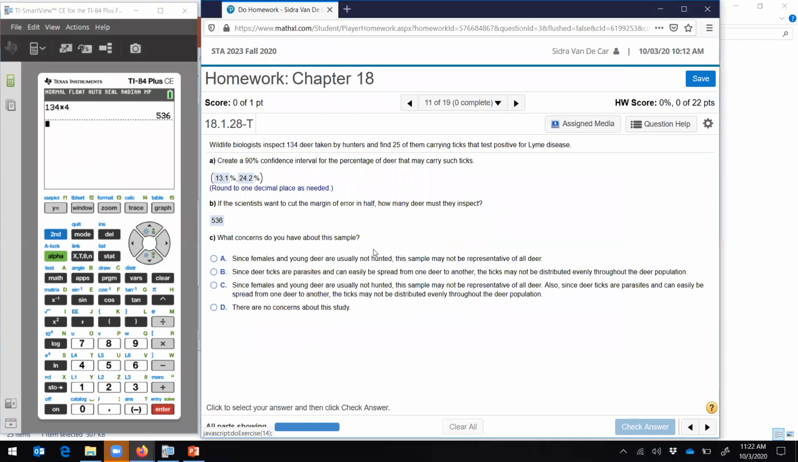What concerns you about this sample? Okay. I don't know if that's a true statement or not, but I assume if they're saying it, maybe that is true, that female and young aren't hunted.